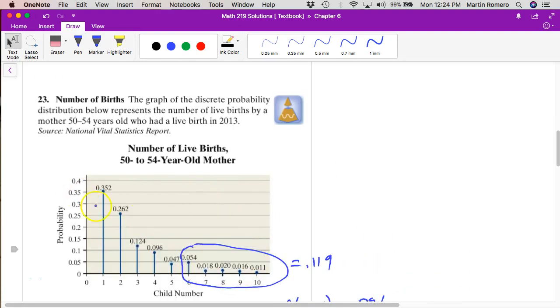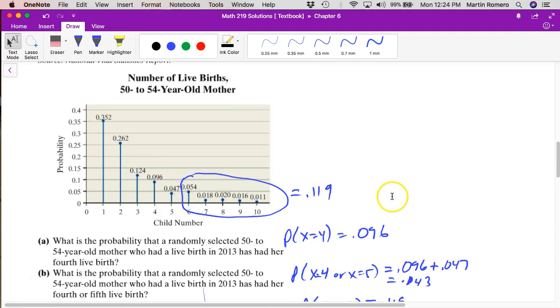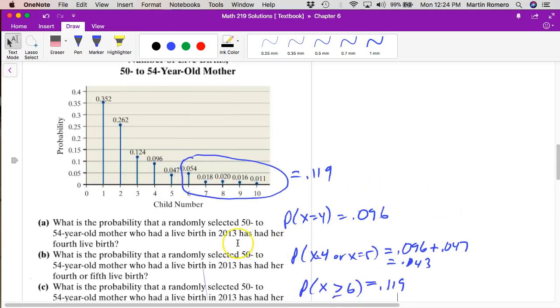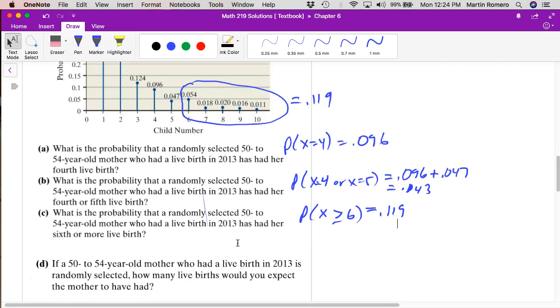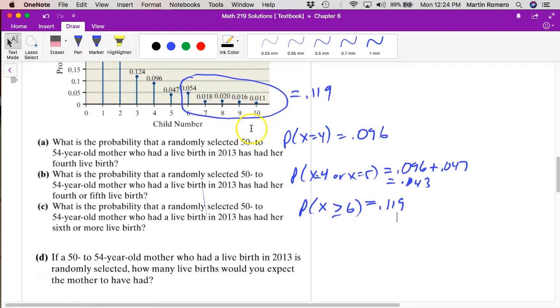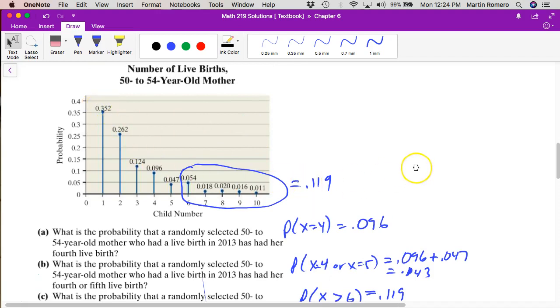Even though this data is skewed to the right, we can still apply the probabilities, not the binomial probability distribution formula, because these are just the actual values.